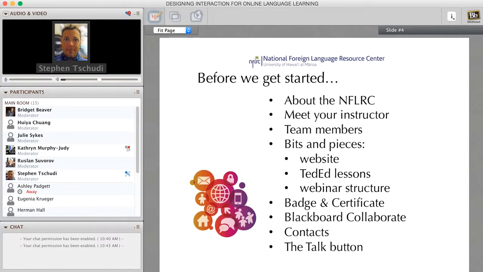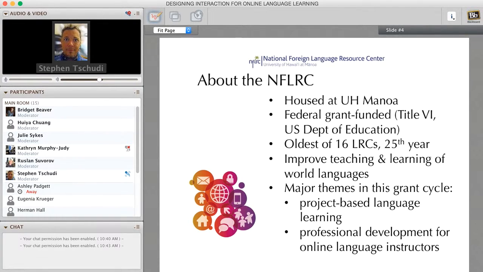The National Foreign Language Resource Center, which is the sponsor of this event, is housed here at the University of Hawaii at Manoa. We're a federal grant-funded center using funding under Title VI from the U.S. Department of Education. We're the oldest of 16 language resource centers, and we're in our 25th year of operation. Our mission is to improve the teaching and learning of world languages in the United States. Our major themes in this grant cycle, of which we are in the second year, are project-based language learning and professional development for online language instructors. And guess where you are?